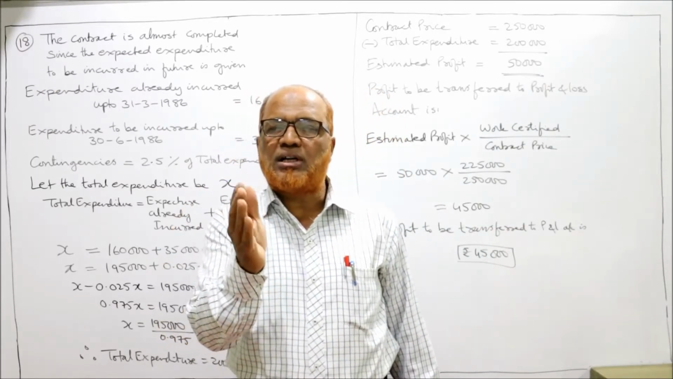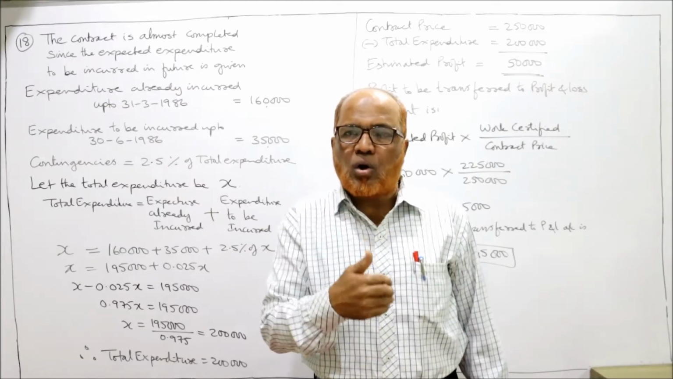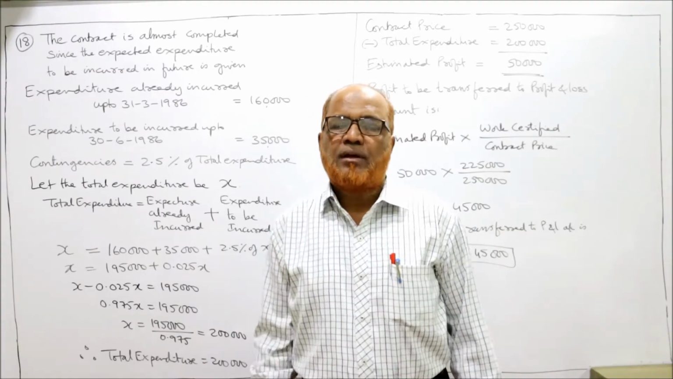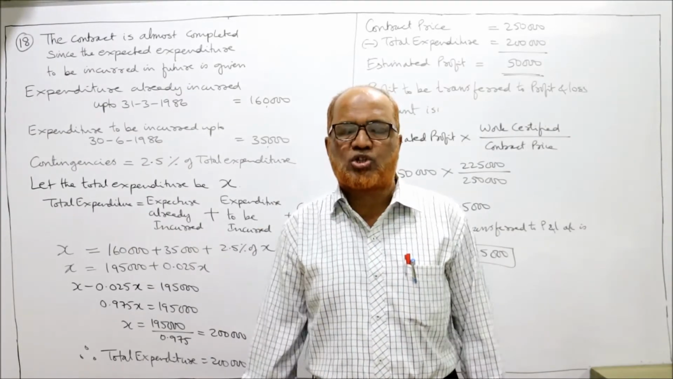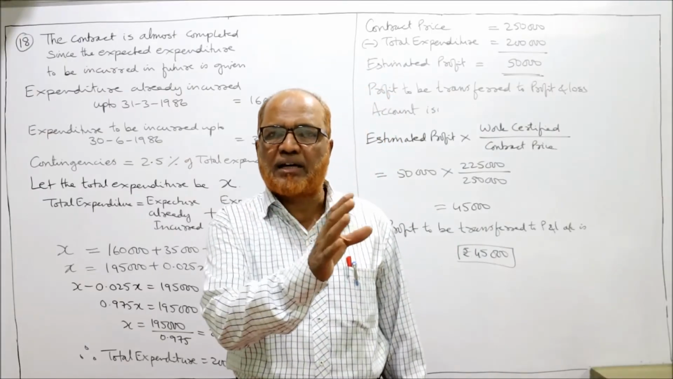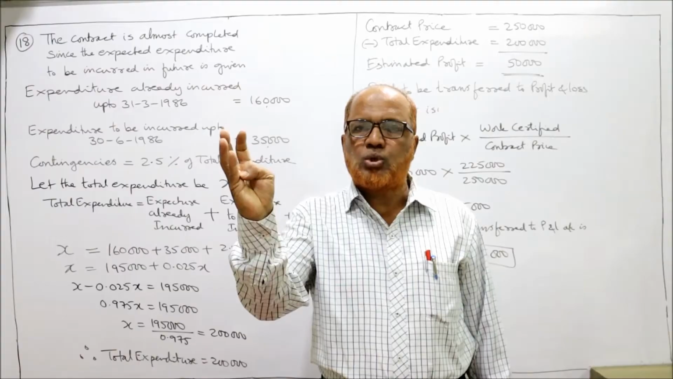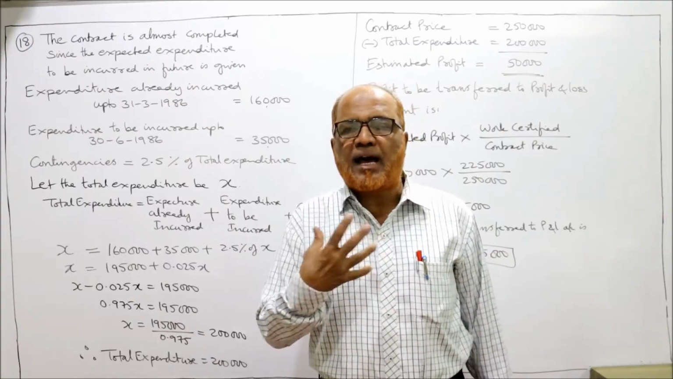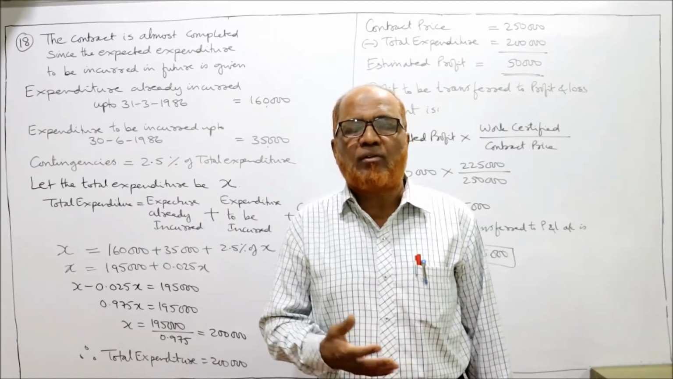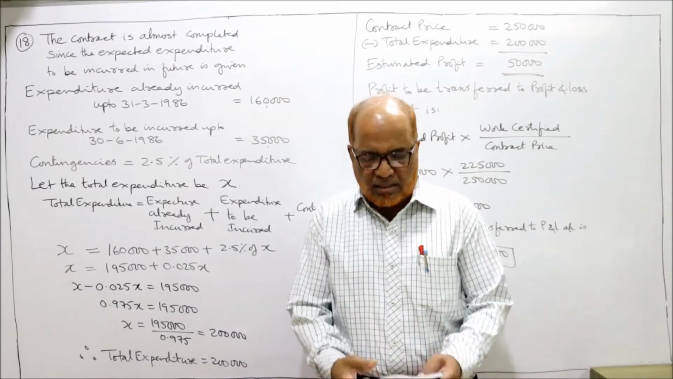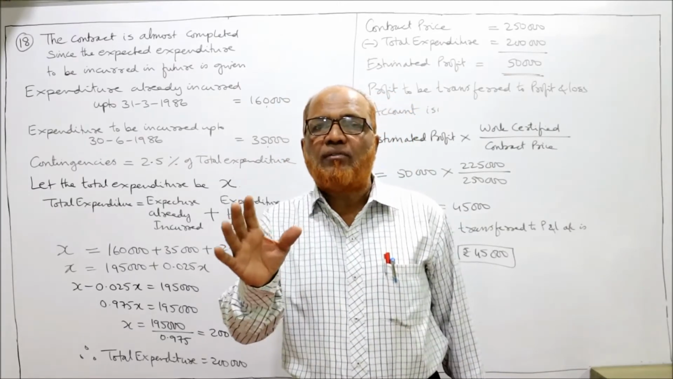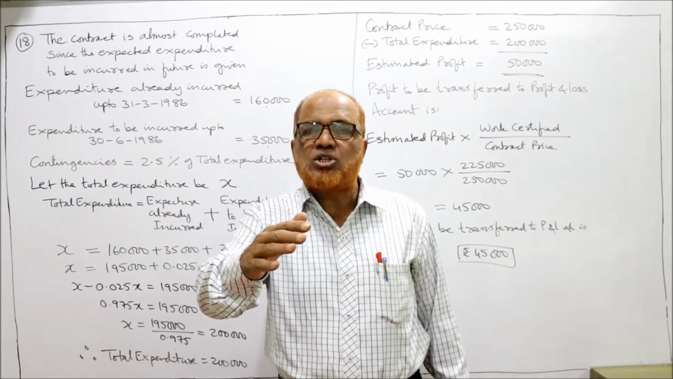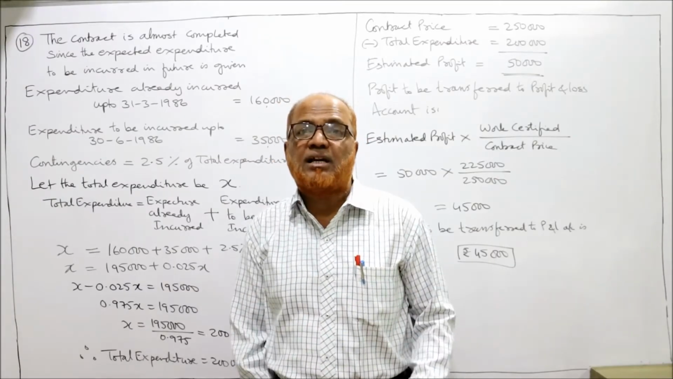Presently we are closing the accounts on 31st March 1986 and the contractor expects that this contract will take 3 more months. That means by 30th June the contract will be finished. Today's date is 31st March 1986. So after March, April, May, June, on 30th June the contract is expected to finish, and the contractor has estimated how much expenditure we have to incur in the next 3 months, and the next 3 months' expenditure is 35,000. So we are given expenditure already incurred up to 31st March 1,60,000. Expenditure to be incurred in the next 3 months 35,000.